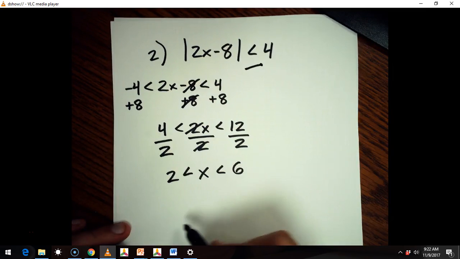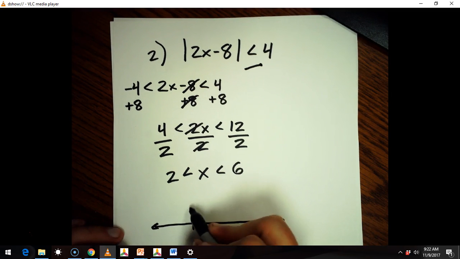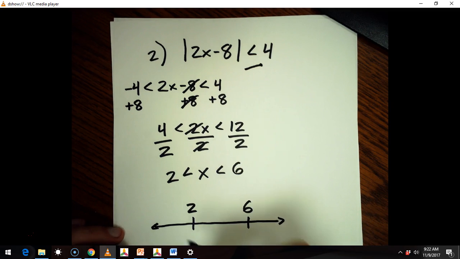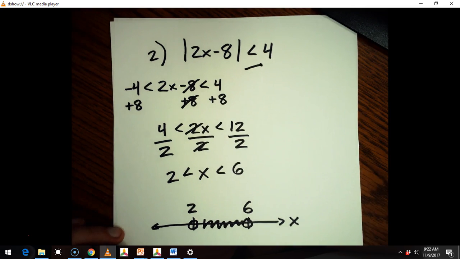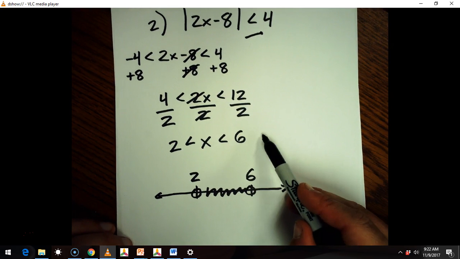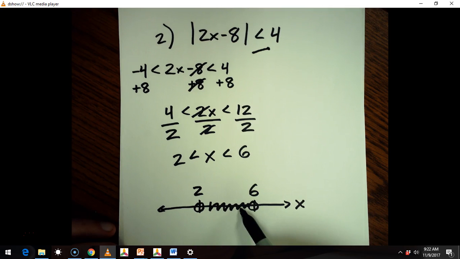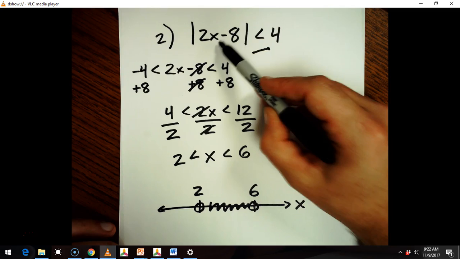And so if I go ahead and graph this, I'm going to have 2 and 6. I'm going to have open circles, and I'm shading everything in between. So my final answer is both the double inequality here, 2 is less than x is less than 6, and represented by the graph, which means anything inside the shading would check here and have an absolute value less than 4.